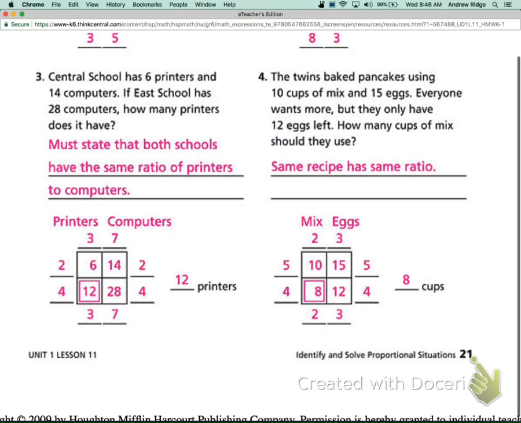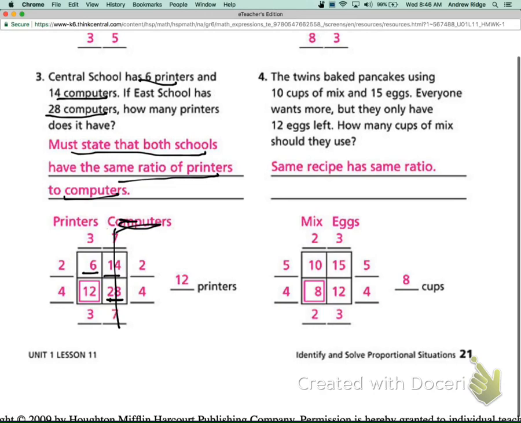Okay, Central School has 6 printers and 14 computers. If East School has 28 computers, how many printers does it have? We must assume that both schools have the same ratio of printers to computers. If we assume that, then this is a proportion problem. So, we got printers 6, computers 14. Now, it's 28 computers, so that has to go over here under the computer side. Here they are. Boom. 7 goes into both 14 and 28.